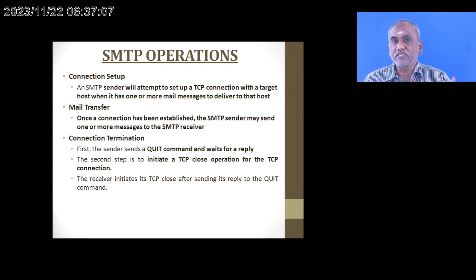SMTP operations. So what operations are used? First, connection setup, right? We need the connection. Second, mail transfer. After that, the termination. First, the connection is a must. Suppose we want to send a mail from one system to another system, we need a connection. That connection is needed for the TCP connection. Without the connection, we cannot do that.